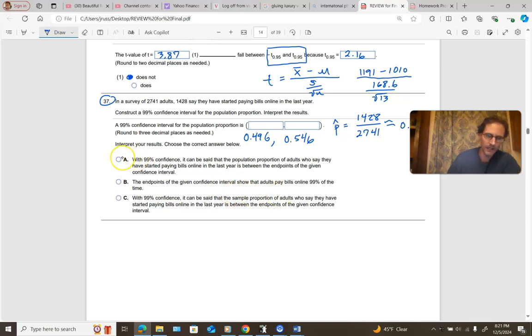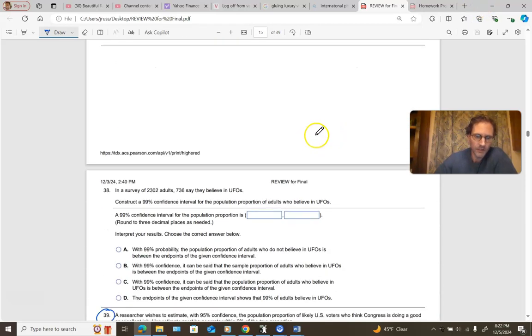This one is going to be A. Okay. It says with 99% confidence, again using that same terminology from above, it can be said that the population proportion of adults who say they have started paying bills online in the last year is between the endpoints of the given confidence interval, which is right here. So somewhere between 49.6 and 54.6. All right, well, let's continue. Number 38 is exactly the same.